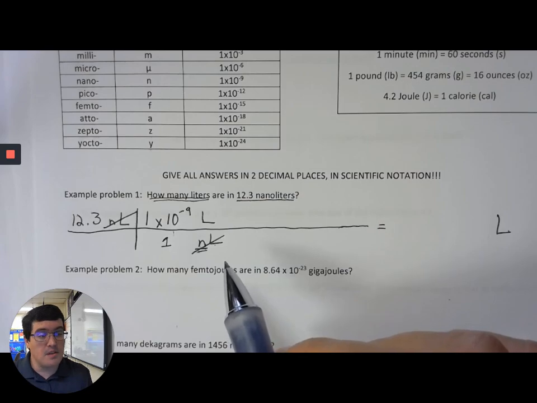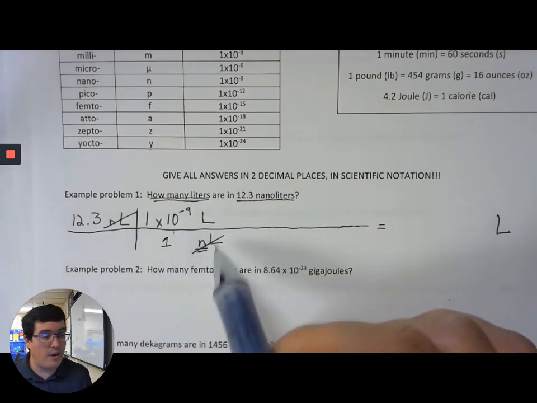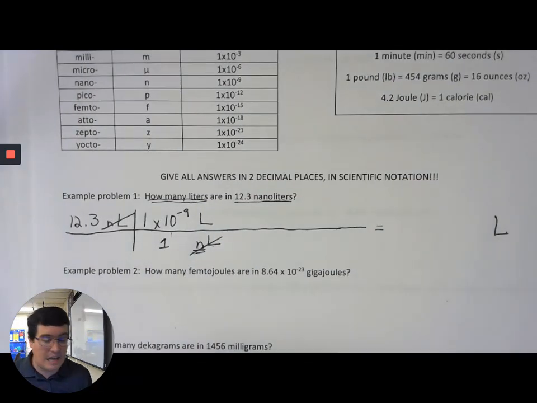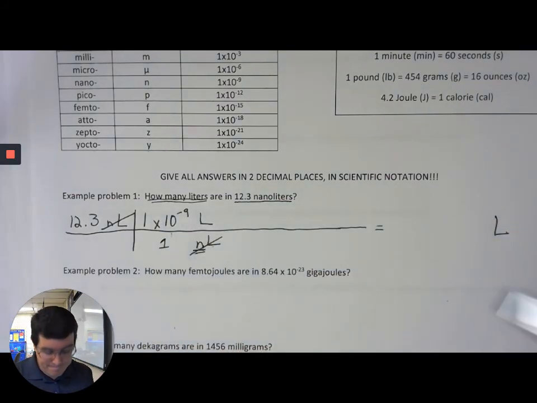Some folks want to take a shortcut and they say, hey, why don't I just put nano instead of liters, since we're canceling it out? Come up with a system that works for you, that's cool. This is the system that works for me.